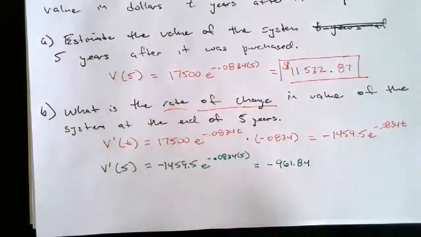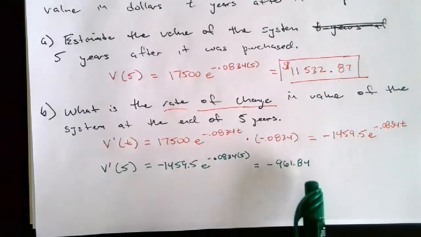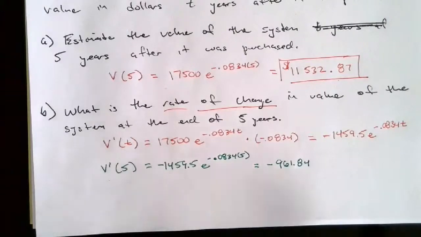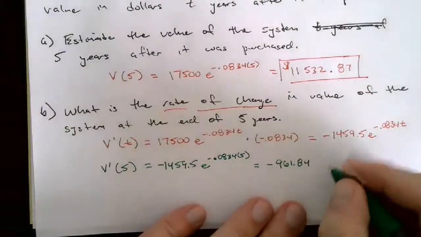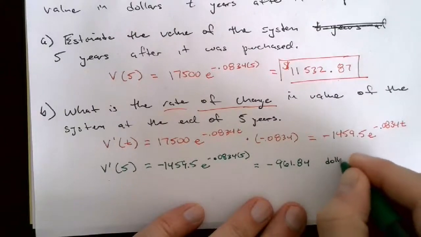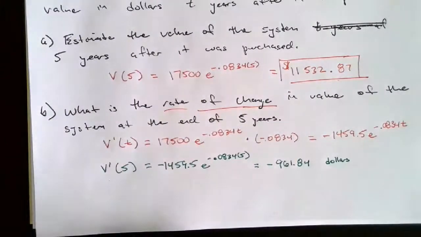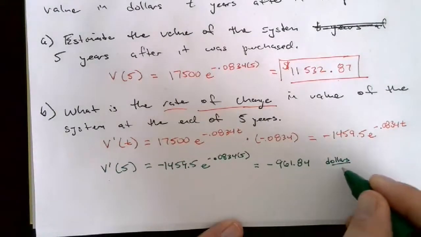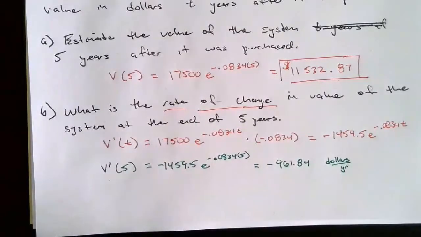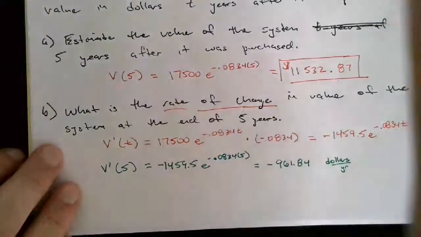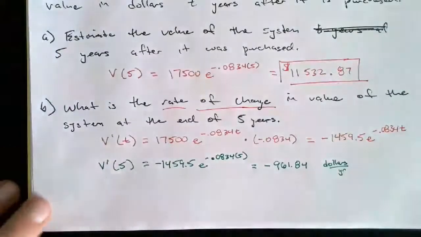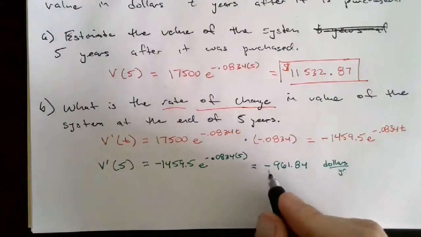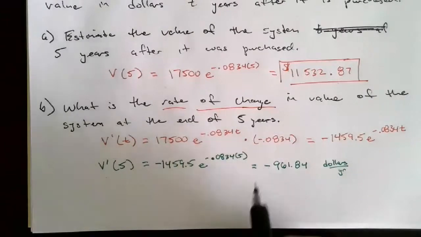So it's negative 961.84. Now remember, we're talking dollars here, so I rounded to 2 decimal places because it's dollars. Remember, this is not just straight dollars though. This is the derivative. So the units on this are the units of v, which are dollars, or units of y if you want to think of it that way, over units of x, or units of v versus units of t. So it's dollars per year, because t was in years. So negative $961.84 per year. And that's the rate of change, but let's talk about what that means. That negative tells you it's decreasing.